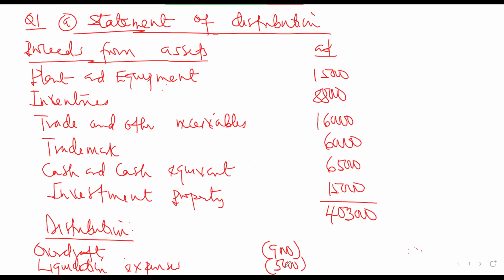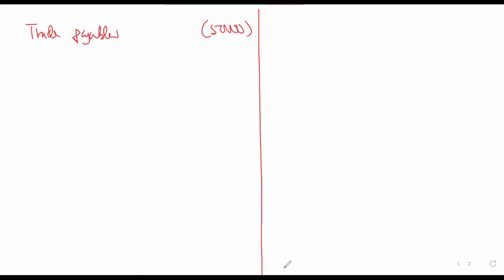So 403 minus 14,000. Okay, so we can settle all. So if you settle the 150, you will still be having 189. Okay, so we can have the debentures here as the floating charge. So that will be 150,000.